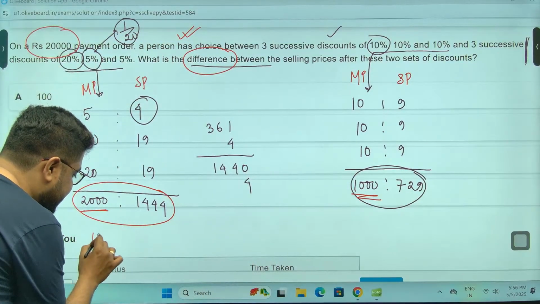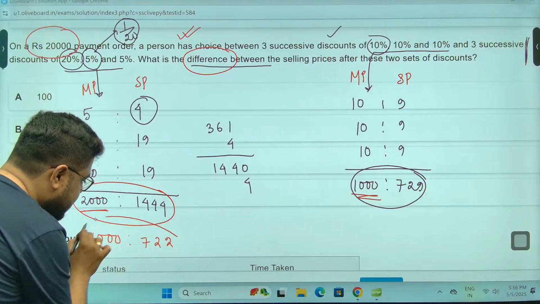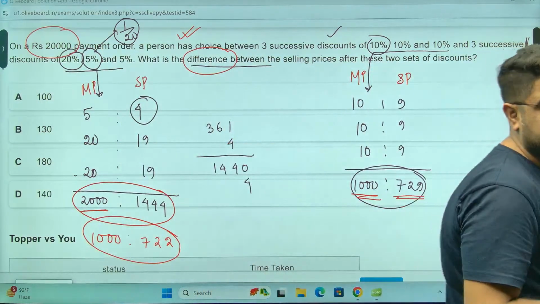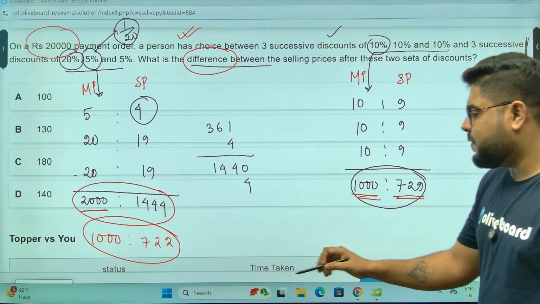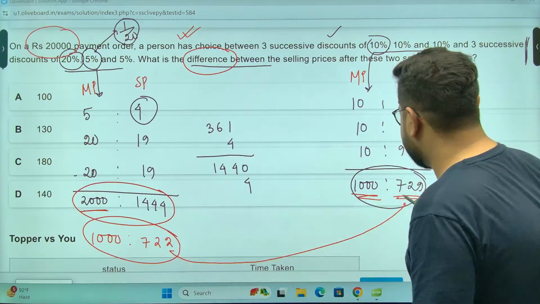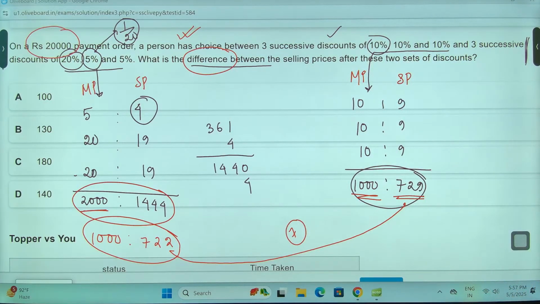You do this. So this is 1000 by, sir, what will this be? 722. And this is 1000 by 729, sir. What is the difference? The selling price here is 722 and here the selling price is 729. There is a difference of 7 rupees.